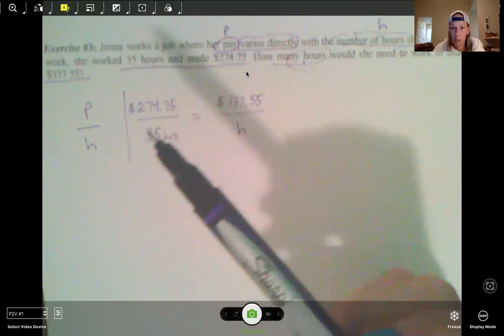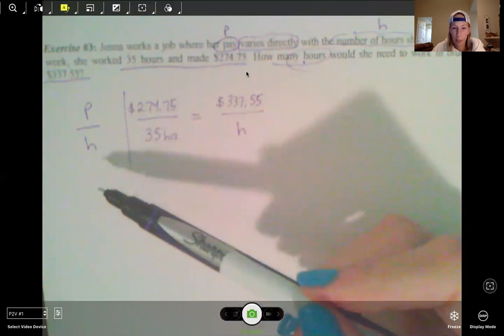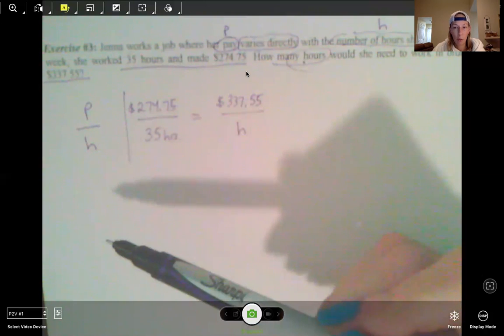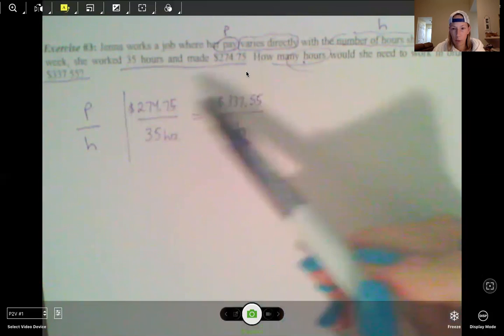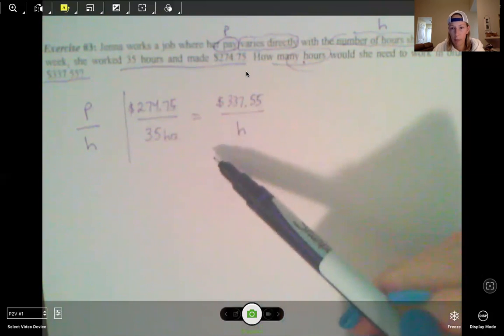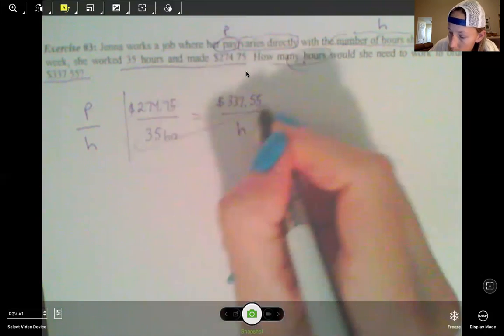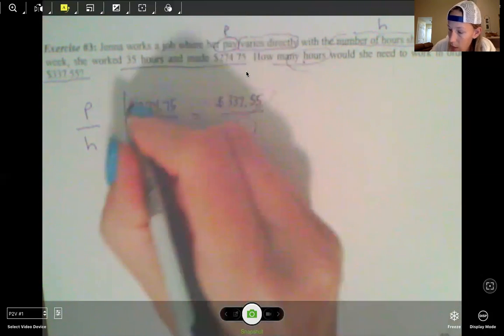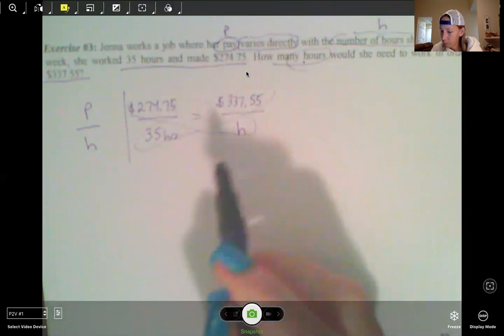Now, some of you guys are thinking, Ms. Smith or Mr. Bechtel or Ms. Pugh or whoever's teaching this, can you put the hours on top and the pay on the bottom? Yes, but whatever you do, you have to be consistent. So if you put the hours on the top, both hours have to go on top, and then both the pays have to go on the bottom. So as long as you're consistent, that's the key. Then we cross multiply. Again, these are not nice numbers, so we're going to use the trusty calculator.